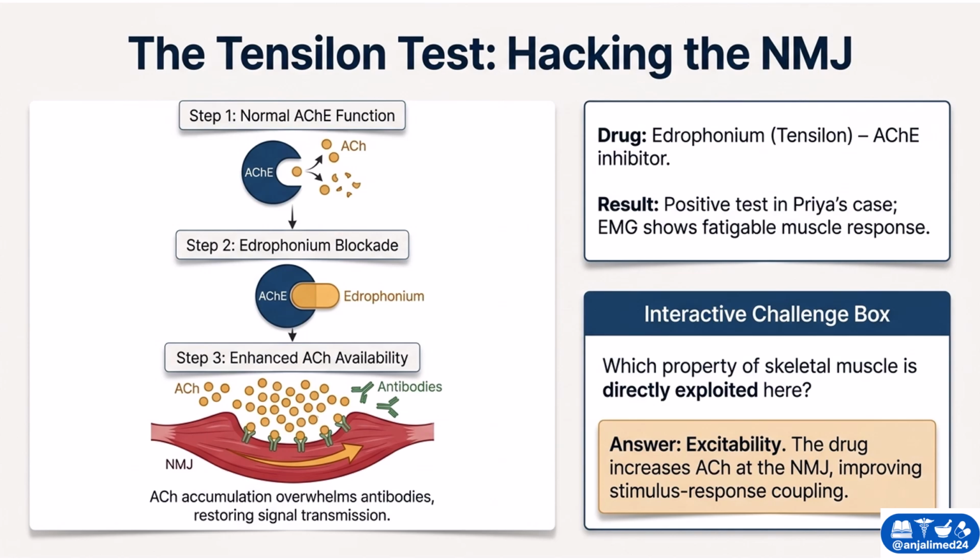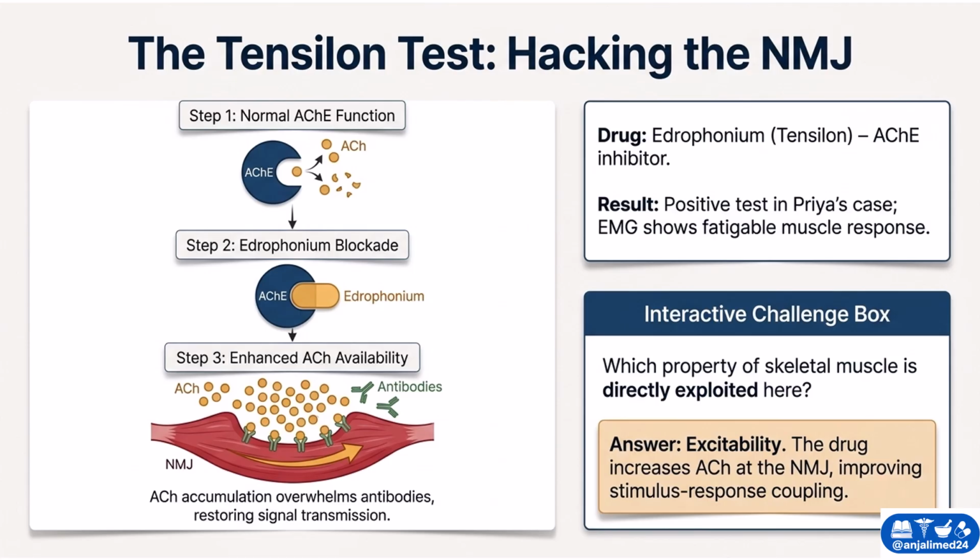Now comes the key intervention, step 2. The drug edrophonium, also called Tensilon, is given. This drug temporarily inhibits the acetylcholinesterase. As a result, acetylcholine is no longer broken down quickly. Step 3. Acetylcholine accumulates inside the neuromuscular junction. The increased availability of acetylcholine helps overcome the blocked receptors, allowing better neuromuscular transmission. Because of this, muscle strength temporarily improves. That is why a positive Tensilon test strongly supports the diagnosis of myasthenia gravis.